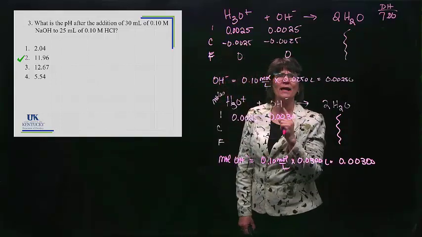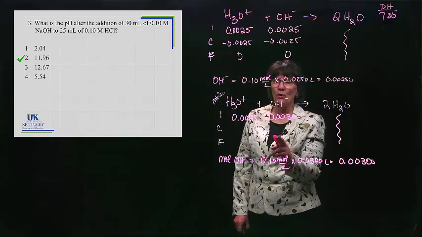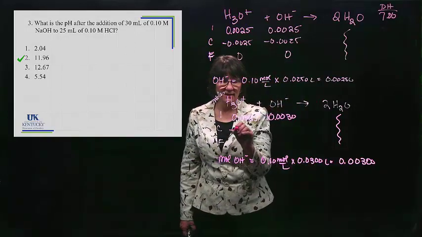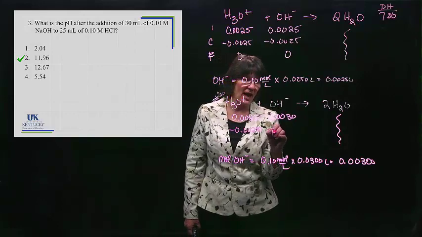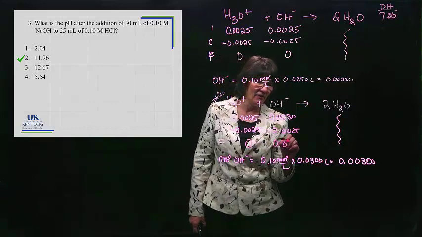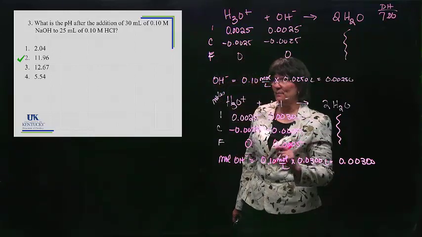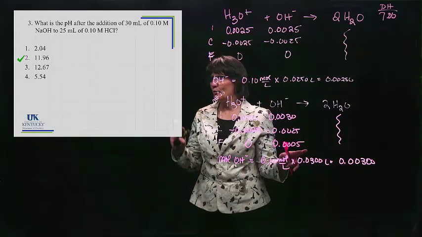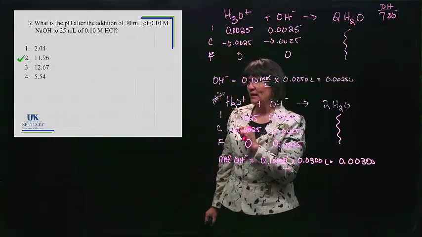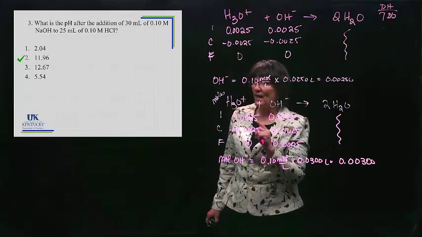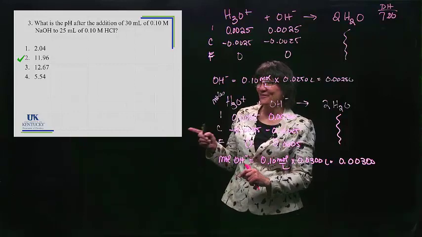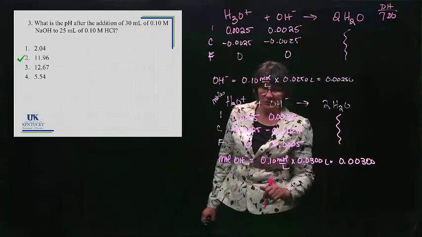Now right here, I could eliminate 2 very rapidly. I know I'm going to have excess hydroxide. It will have to be above 7. If I didn't recognize it then, when I do this, which is to subtract the smaller one of the 2, I've consumed all the acid, and I have some moles of the base. So that's what I can eliminate, and so I've got a basic solution. It has to have a pH above 7, no doubt about it. So I would eliminate the 2.04 and the 5.54 right away, and leave me with the 2 middle ones.